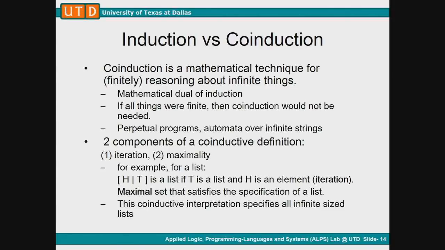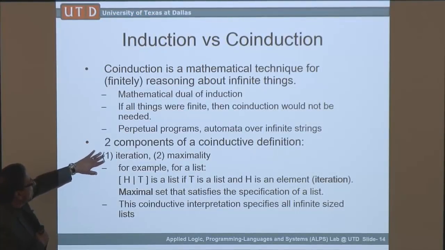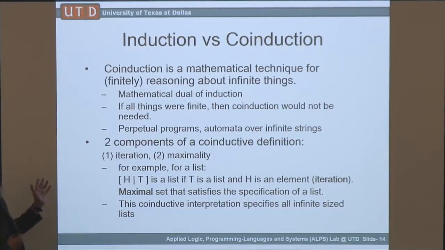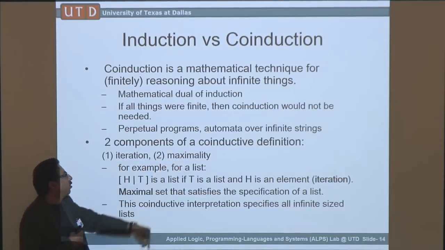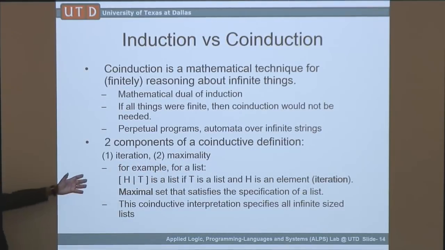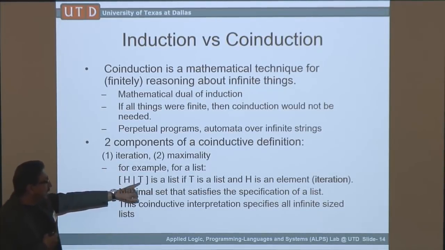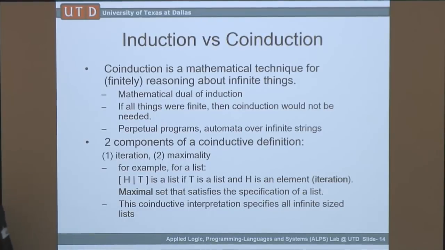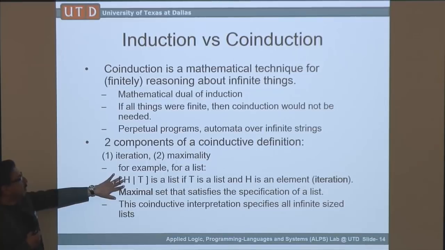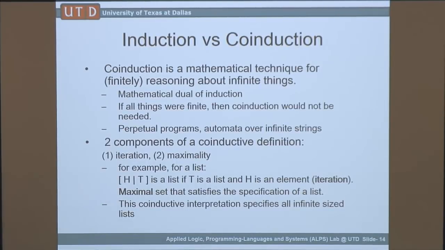Co-induction is a mathematical technique for finitely reasoning about infinite things. It's really a dual of induction, and it has two components. You drop the initiality condition, no base case. So you have iteration and maximality instead of minimality. So for example, if you want to define the set of lists, then all you say is that if T is a list, then H cons T is a list as well. Now this operation really describes all infinite sized lists, right?